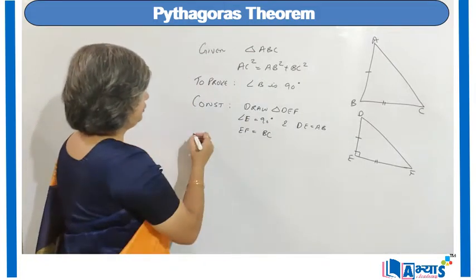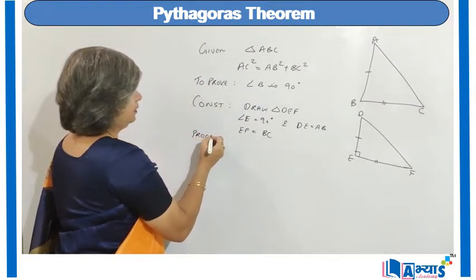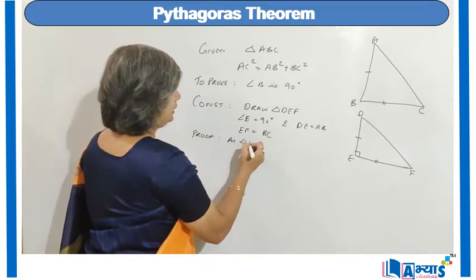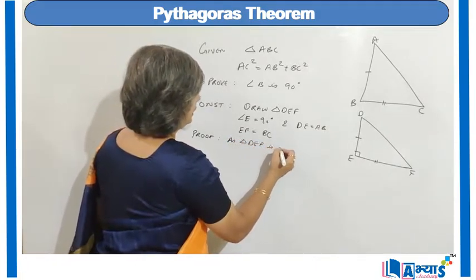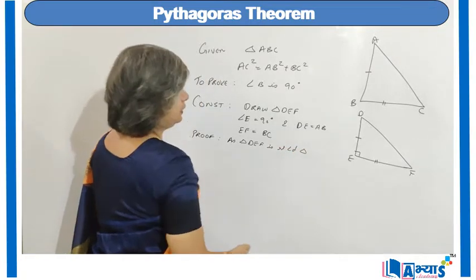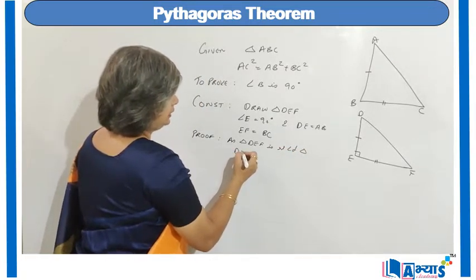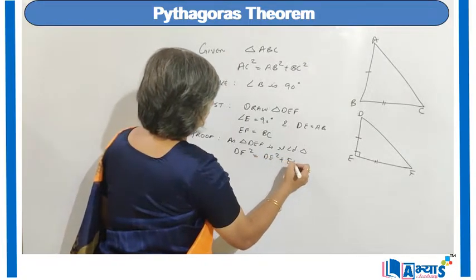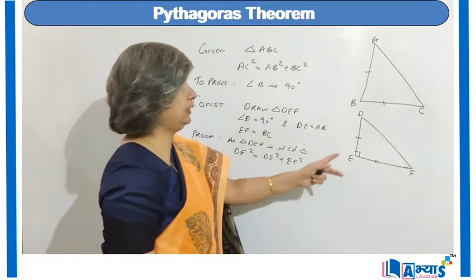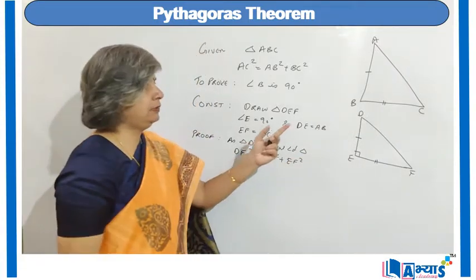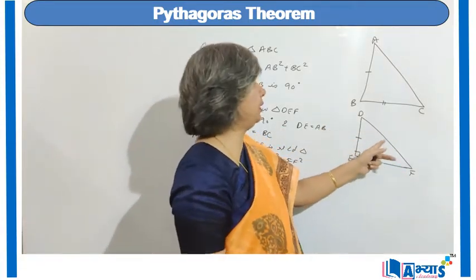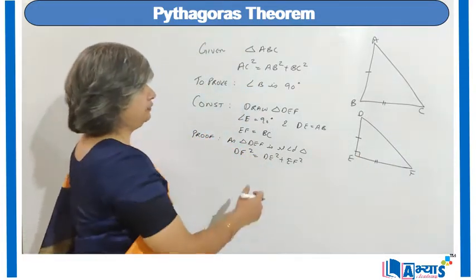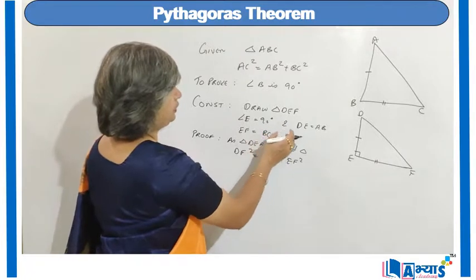So now the proof will be, as triangle DEF is a right angled triangle, therefore we can say that DF square is equal to DE square plus EF square, because we know that DF is the hypotenuse and the square of the hypotenuse is equal to the sum of the squares of the two sides, and further we know that DE is equal to AB.